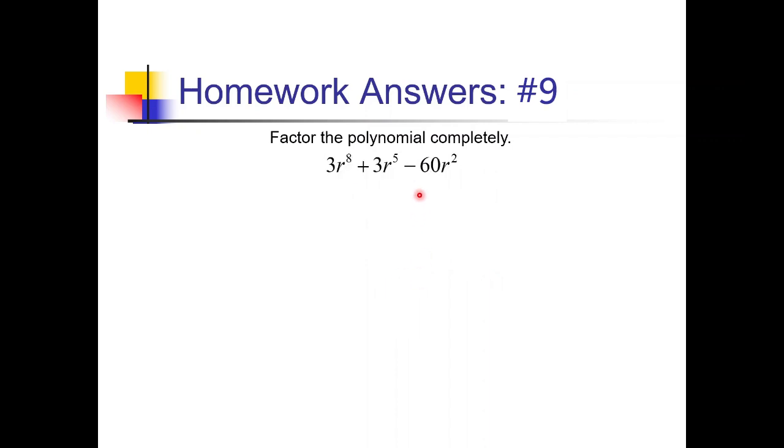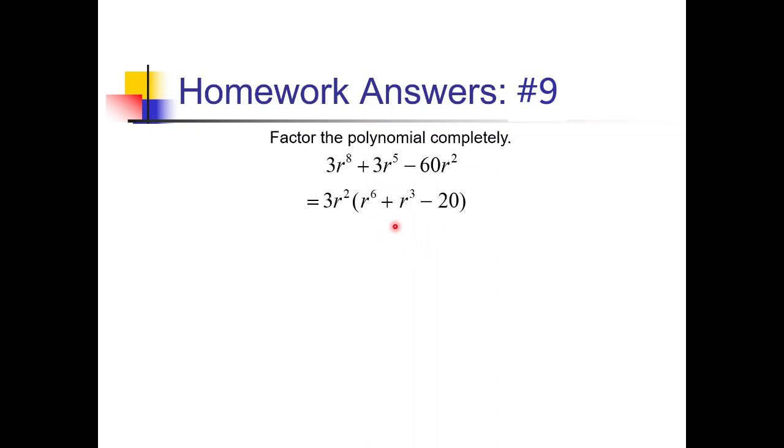For this problem, let me just double check as I always do mentally, even if I don't say it, to see if we can find a common factor to take out. So we have a 3, and a 60, and a 3 can come out of all of those. Our lowest exponent is r to the second, so we can also take out an r squared. So 3r squared coming out of everything. If I do 3r to the 8th divided by 3r squared, we have 8 minus 2 for an exponent of 6, so that's r to the 6th. 3r to the 5th divided by 3r squared would be r to the 3rd. And then we have negative 20 if I divide this by 3r squared.